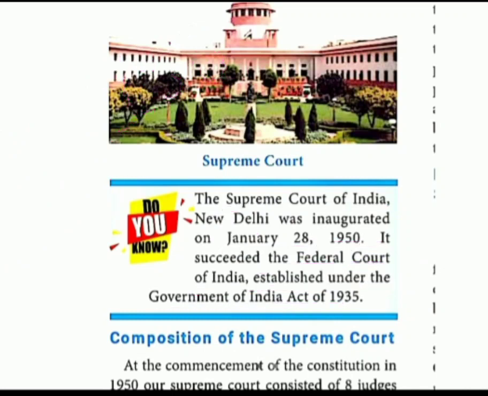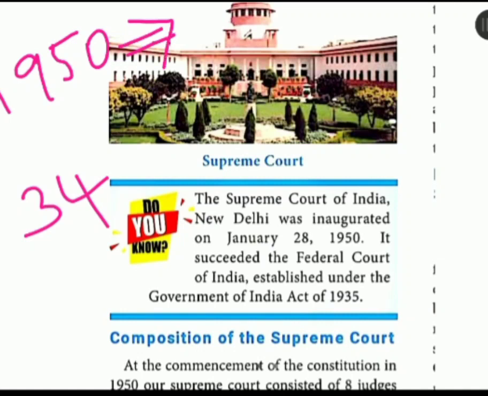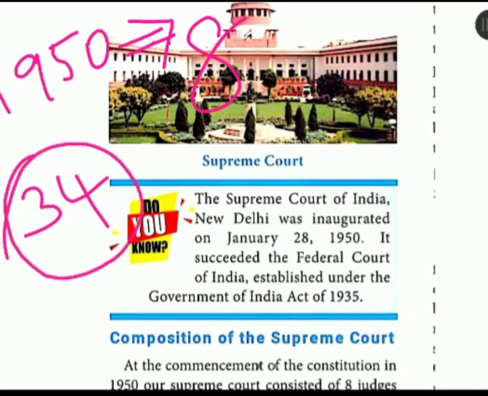Yes, then the composition of the Supreme Court. So, how many judges are there at present? 34 judges are there at present in the Supreme Court. But in the year 1950, when it was inaugurated, how many judges were there? Only 8 judges were there. In 1950 the Supreme Court consisted of 8 judges, including the Chief Justice. But at present, including the Chief Justice, how many judges are there, children? One word answer: 34 judges are there.